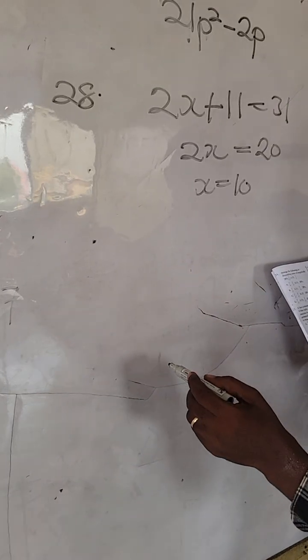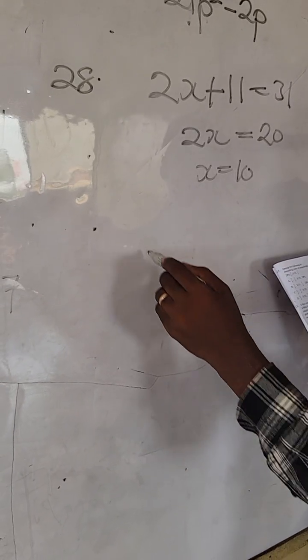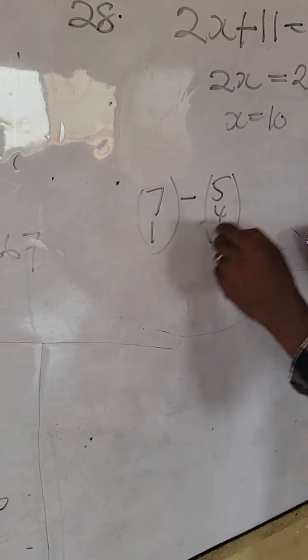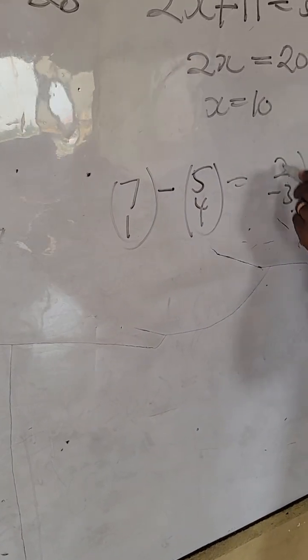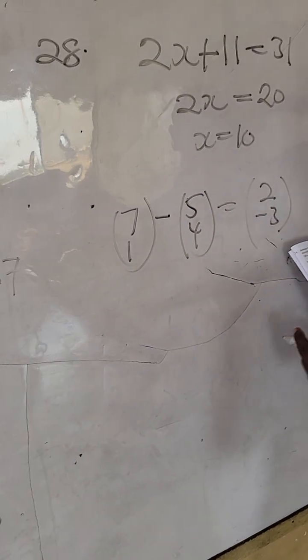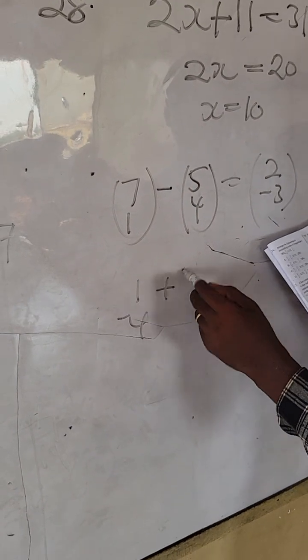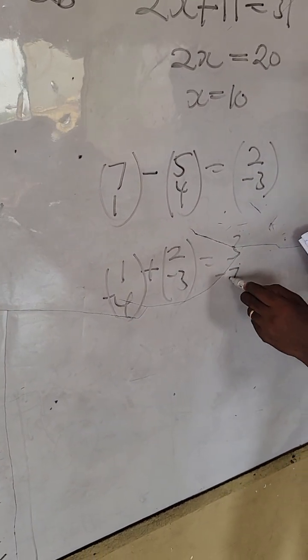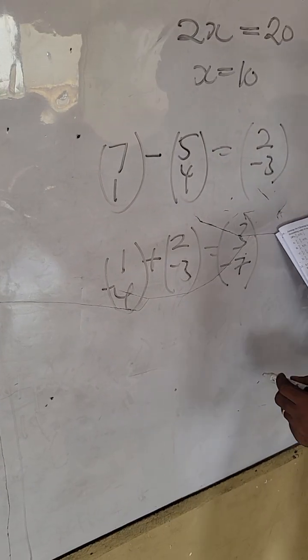The image of (5, 4) is (7, 1), so (7, 1) minus (5, 4), and that's (2, -3) as the translation vector. What's the image of (1, -4)? We add (2, -3) to it, and that will be (3, -7), and that's option C.